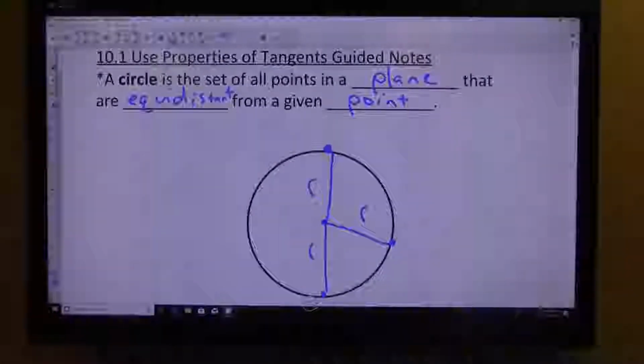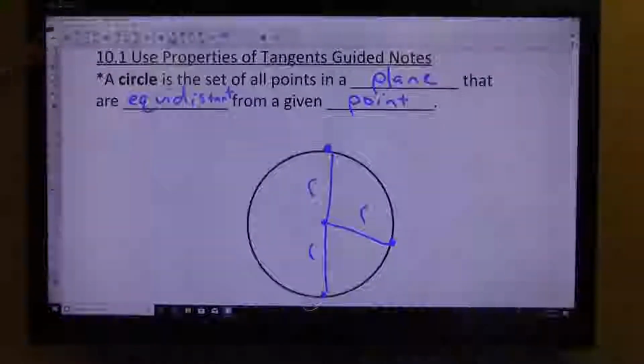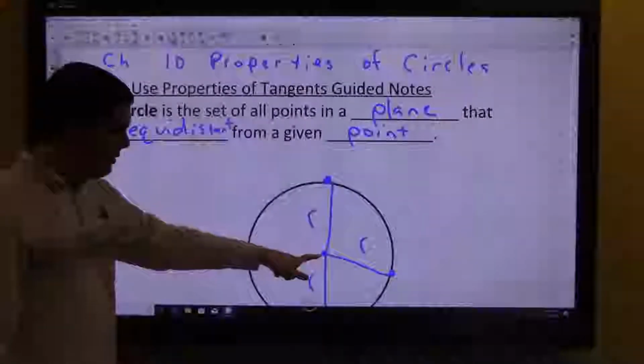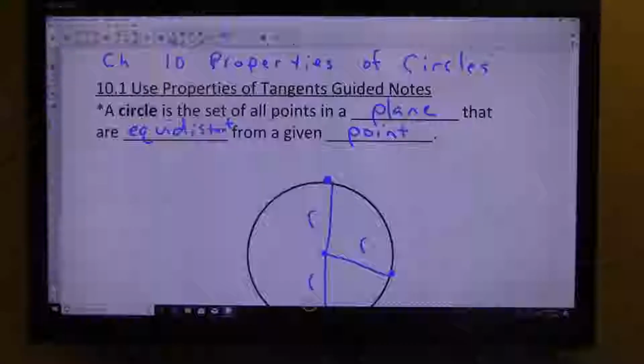On your guided notes, your first term is radius. Well, that's nothing new; we've already mentioned it before we got started. A radius is a segment whose endpoints are the center and any point on the circle. That's all there is to it. So if I flip back here real quick: center, endpoint on the circle, that's a radius.